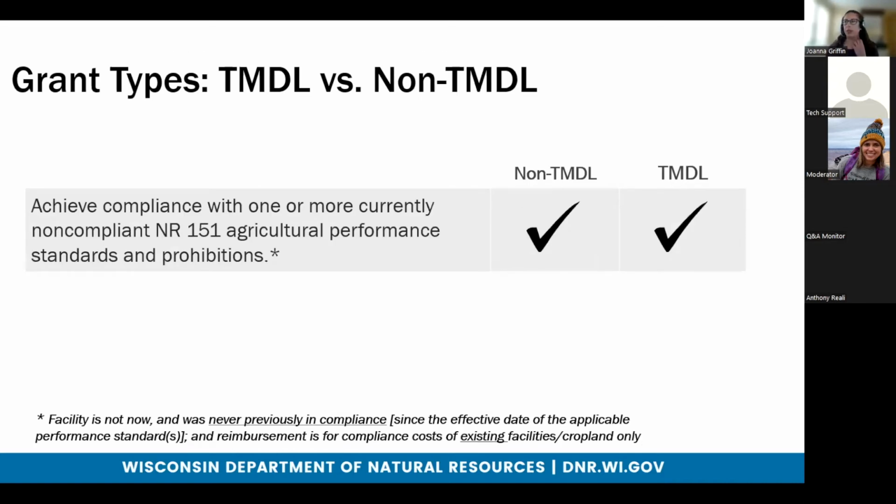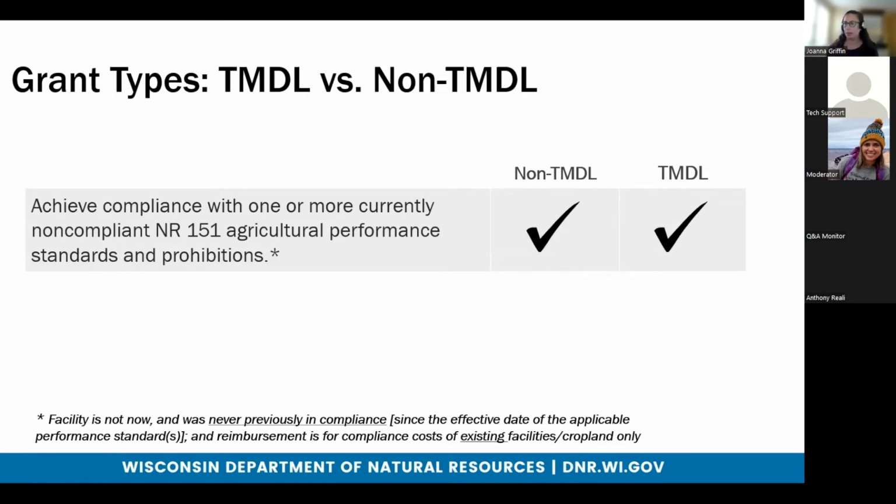So we've already learned that both non-TMDL and TMDL grants can fund NR 151 performance standard compliance at facilities that are not now and have never previously been in compliance since the effective date of the applicable performance standard. And reimbursement is for compliance costs of existing facilities and croplands only. This type of TRM project, NR 151 compliance, is frequently the source of confusion with the program. Specifically, there's confusion regarding how to determine whether or not a particular facility meets eligibility criteria.